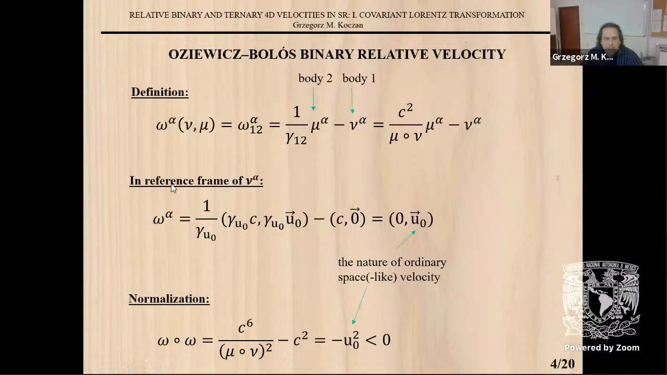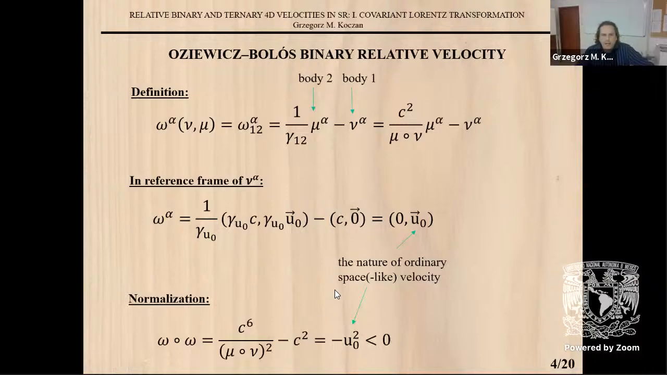Let's see it in the reference frame of the first body, the vector in the second. For example, this velocity in this reference frame is obviously a zero vector, but the time component is c, and for body 2, the mu alpha vector is here, and we divide by the gamma factor. Gamma factor is reduced, and we get a simple four vector which has zero time component, but the second component, the free component, is the normal velocity.